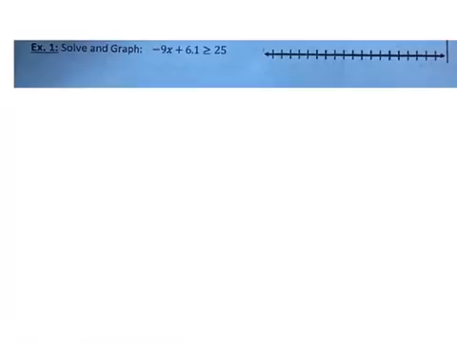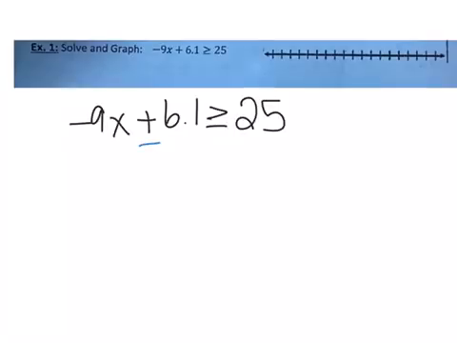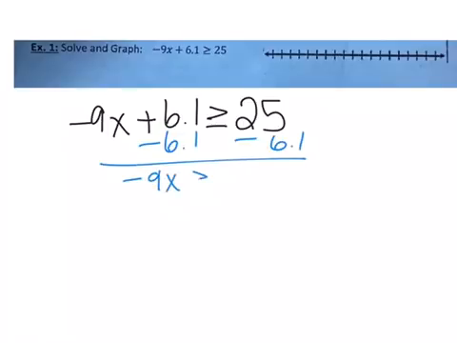The first thing that you're going to do is get rid of your constant. So we're going to subtract 6 1/10 from both sides. Whenever I subtract that, I get negative 9x is greater than or equal to 18 9/10. The next step is I need to isolate the variable x just like I normally would. Because you're multiplying by negative 9, you will divide both sides by negative 9.